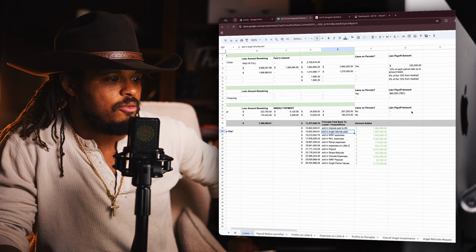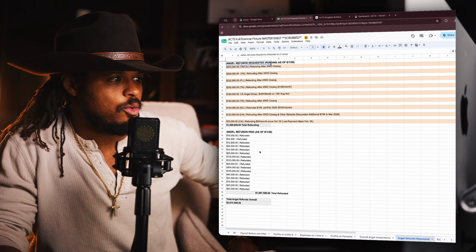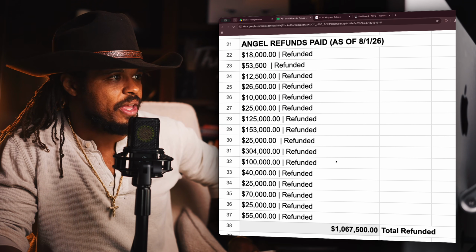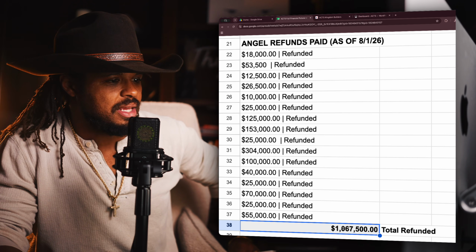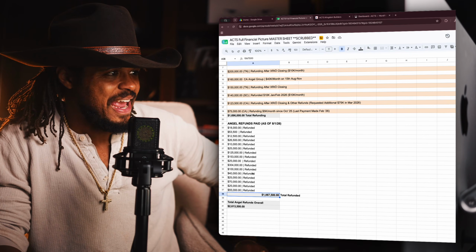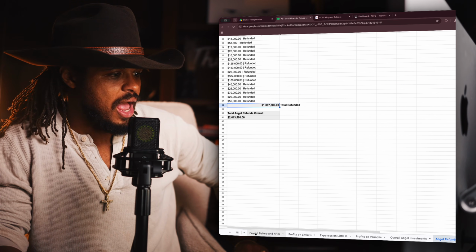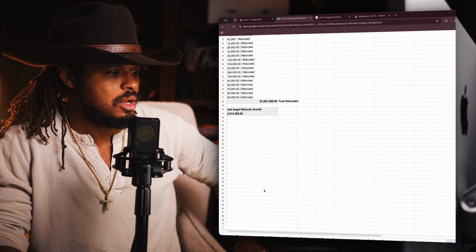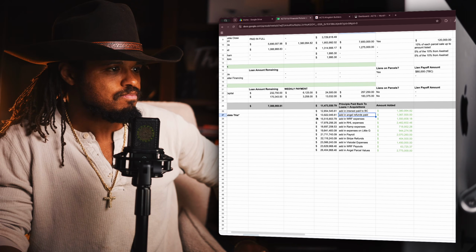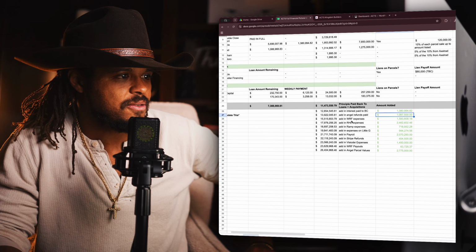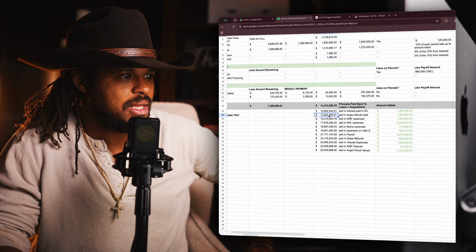You add in all of the angels that have asked for refunds, even though you're not supposed to ask for a refund as an angel. We have paid back $1,067,500 back to angels, even though angels are not actually supposed to ask for their money back. We still have another $1.7 million, but we'll talk about that in a moment. But for now, if we just look at what's actually been paid in, it's been $1,067,500 paid in angel refunds. So that brings us to $13.9 million.